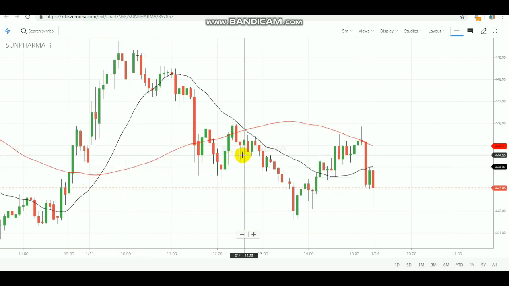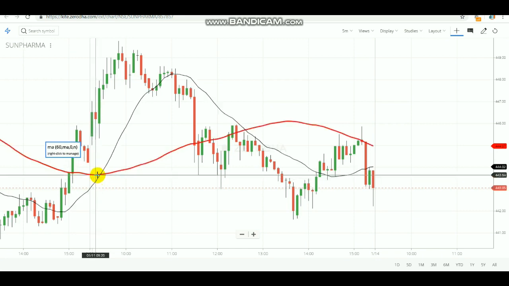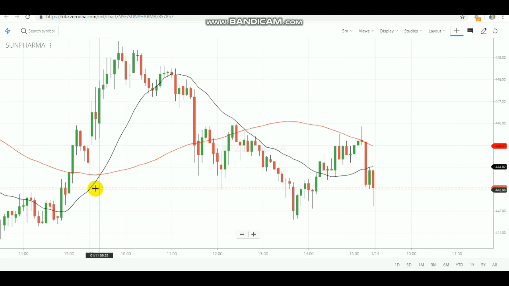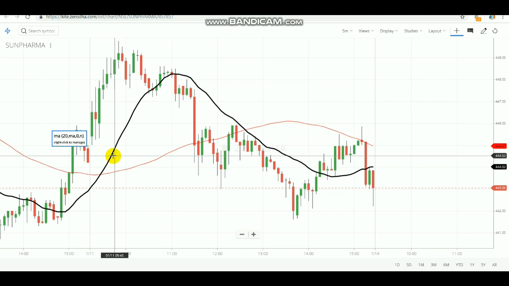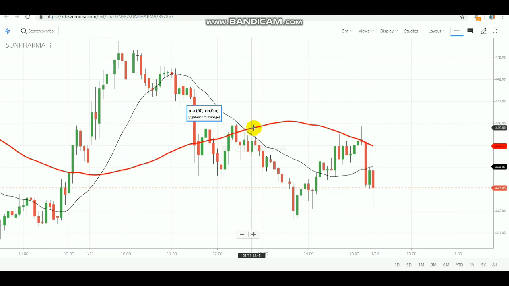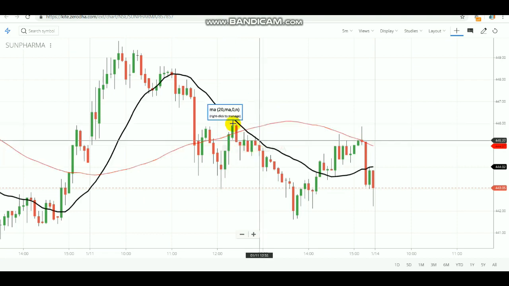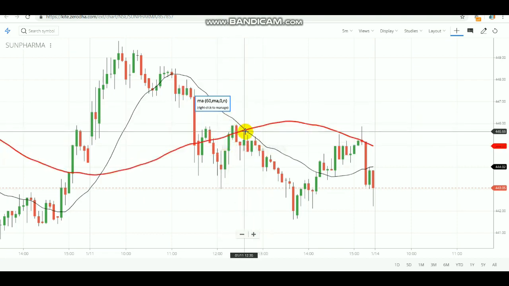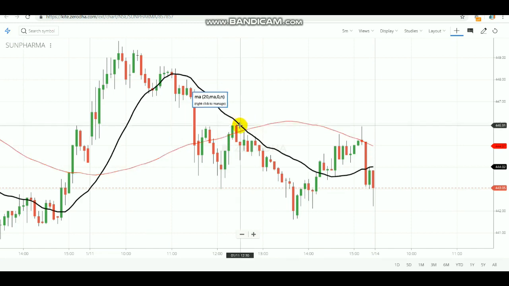As you can see, when this black 20 moving average crosses above the 60 moving average, you need to buy. This is the buying signal. Whenever the black line crosses over the red line, you enter the market by buying the stock. At the same time, if the red line crosses over the black line, you are going to sell at this point. This is the second entry. Whenever the 60 moving average crosses over the 20 moving average line, you need to sell. That is the basic idea.